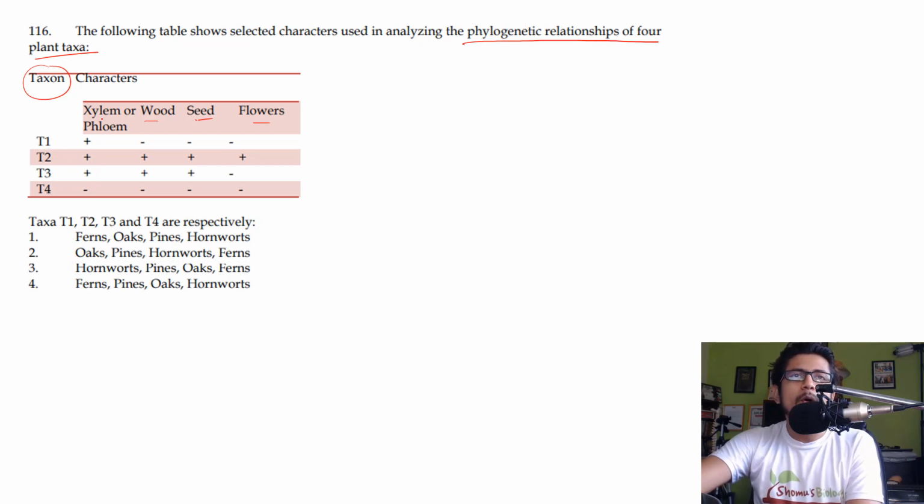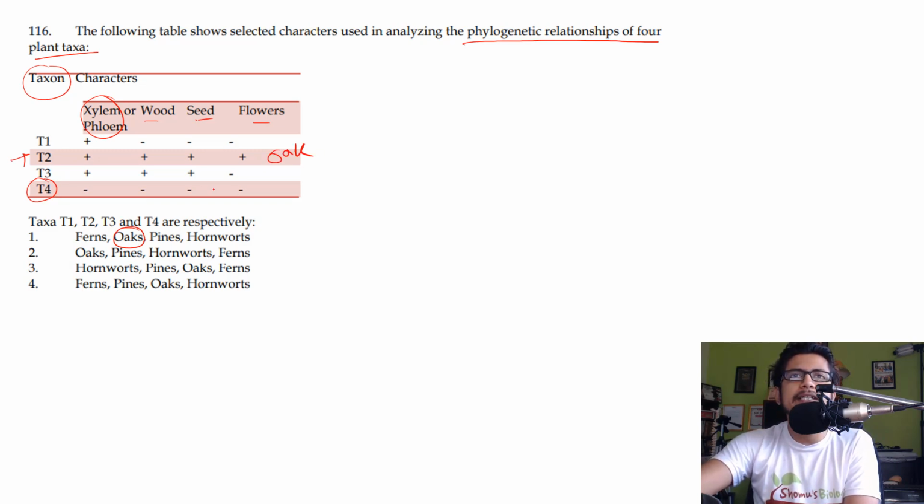So what we find here is that in T1 only xylem or phloem is there, no wood is there. In T4 none of them are provided, right? Neither xylem, phloem, nor wood, nor seed, nor flower, any of that. Okay. In T1, either xylem or phloem is present. And the most complex of these 4 types of plants is T2. It contains everything, meaning the most complex plant. So in these options, we have fern, oak, pine, hornwort, all this, right? Among fern, oak, pine, hornwort, we know oak is the most advanced tree. So T2 should be oak.